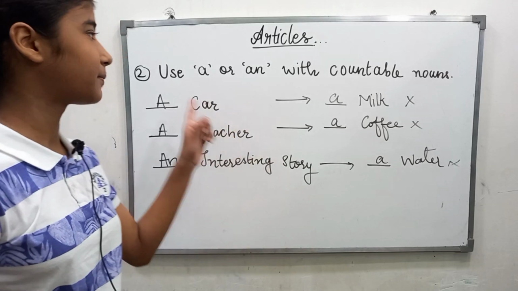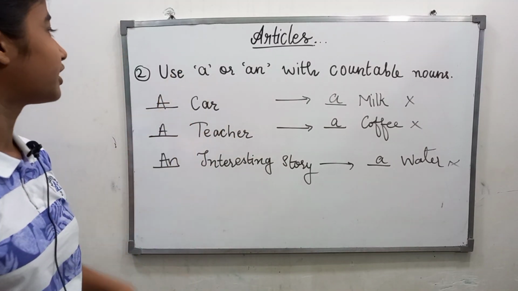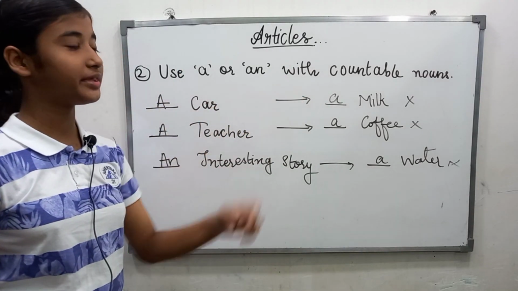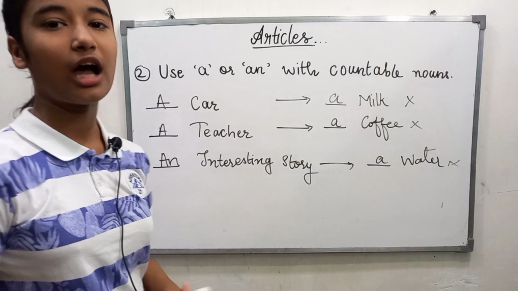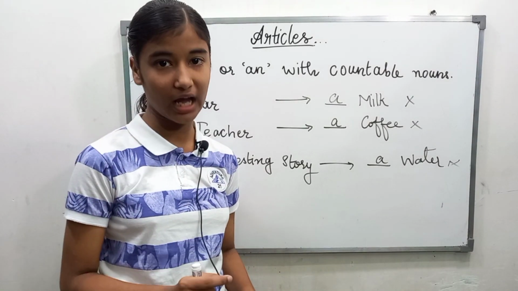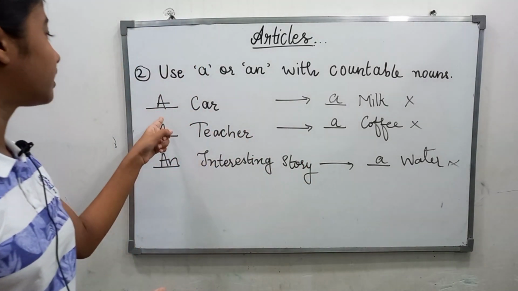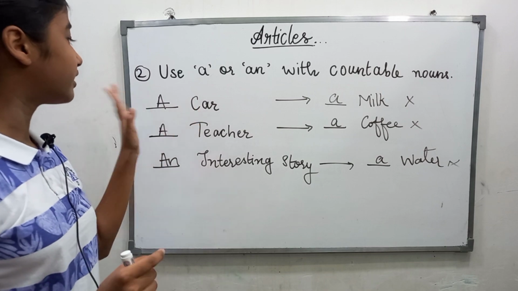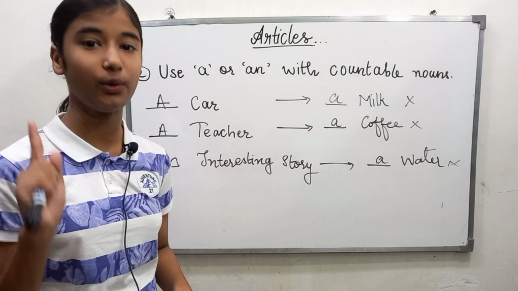Now guys, coming up to the next rule of using a or an. Use a or an with countable nouns. What are countable nouns? Countable nouns are those nouns which can be counted. Like in the example, a car. Now here, the cars can be counted. There is only one car.